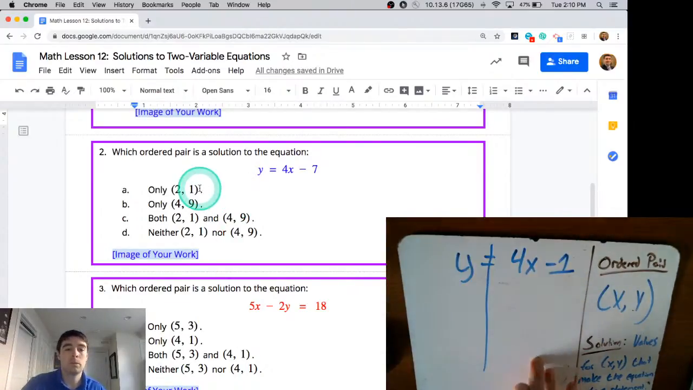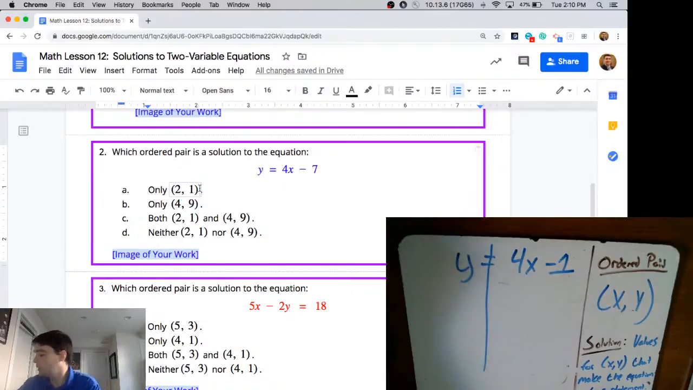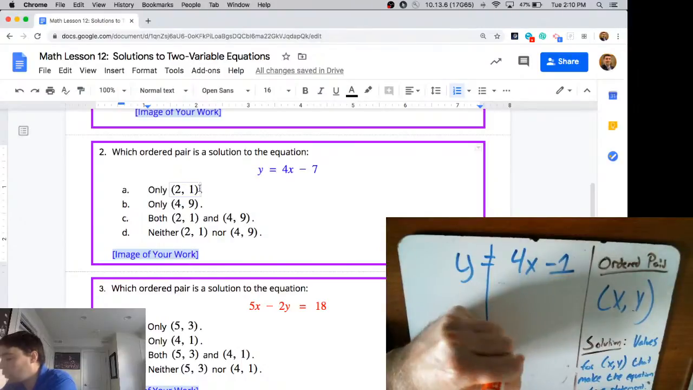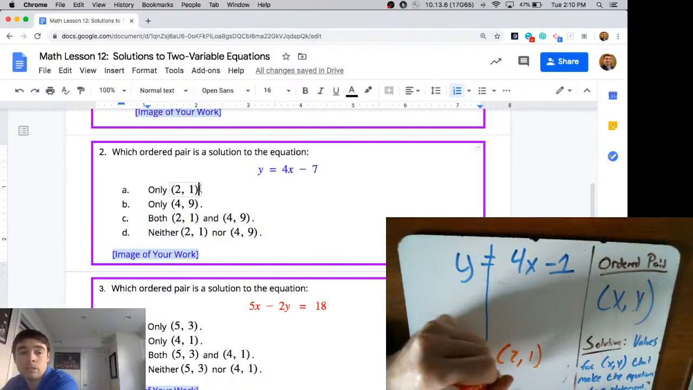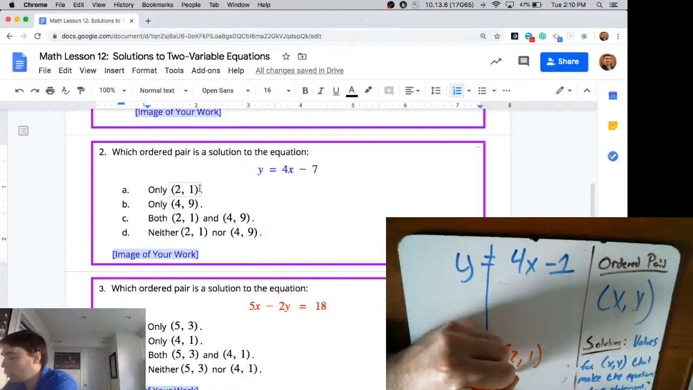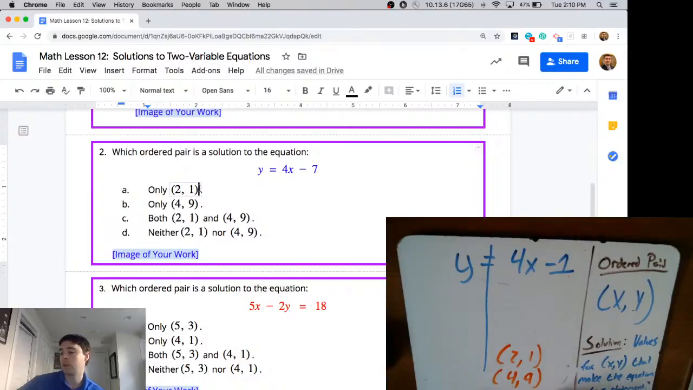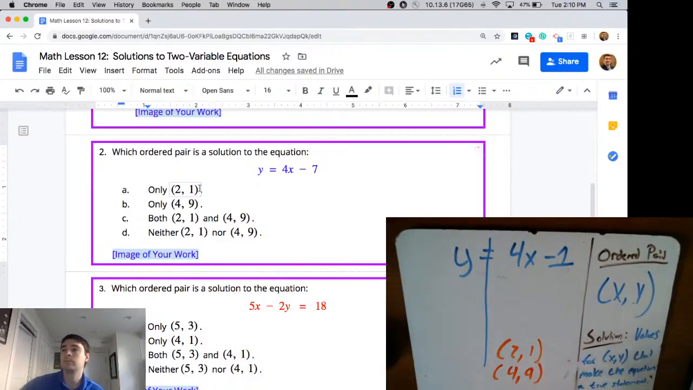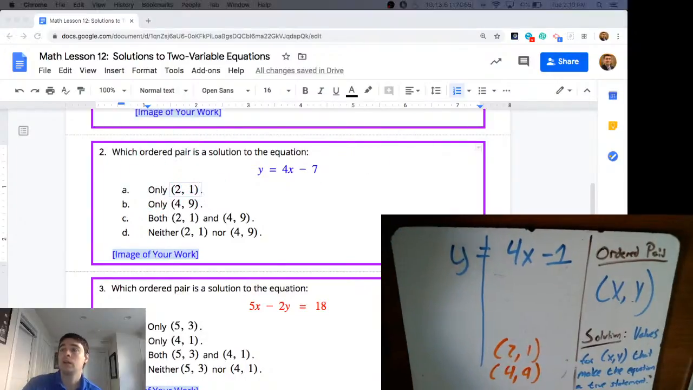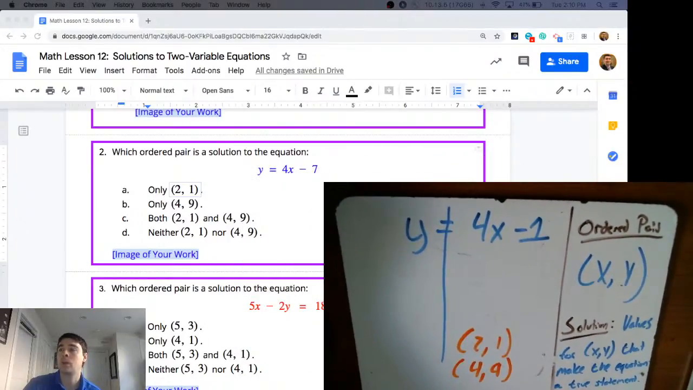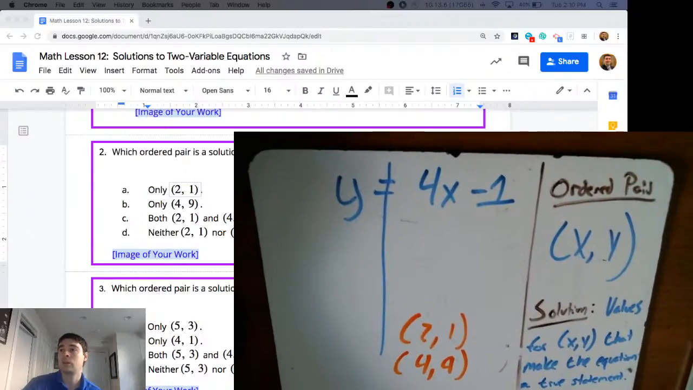And they give us two possible answers. Part A says, can x be 2 and y be 1? 2 for x, 1 for y. Part B says, can x be 4 and can y be 9? So they give us two possible solutions for A and B, and I've noted those on my whiteboard here, 2 and 1 and 4 and 9. So to test whether or not those work in this equation, I'm going to go ahead and plug those numbers in. If you're with us live, feel free to be figuring out which answers work. If you're at home, please pause the video and try to work this out on your own.